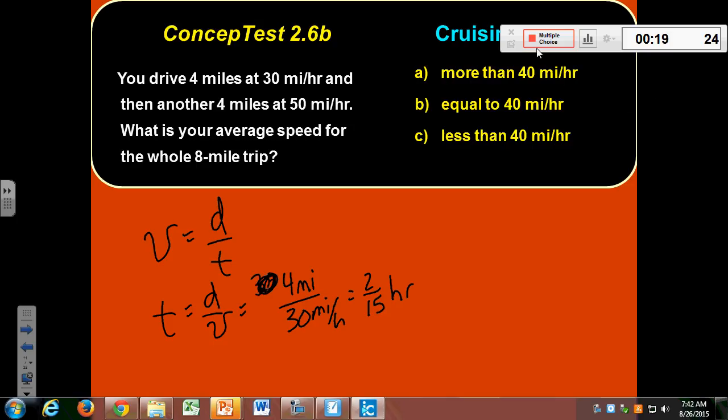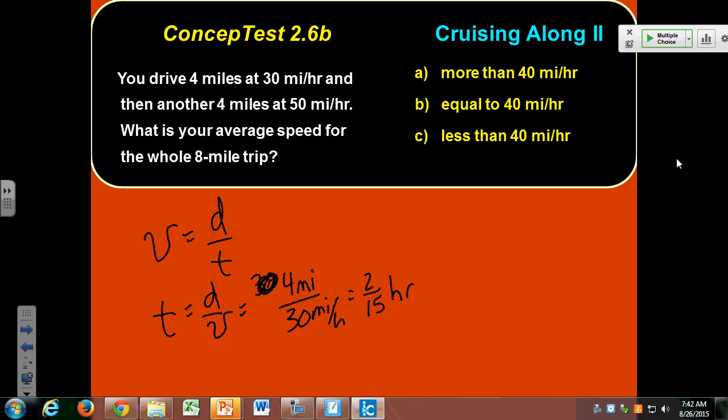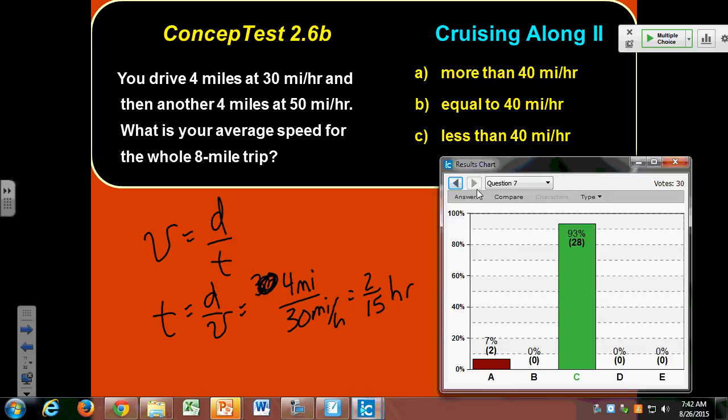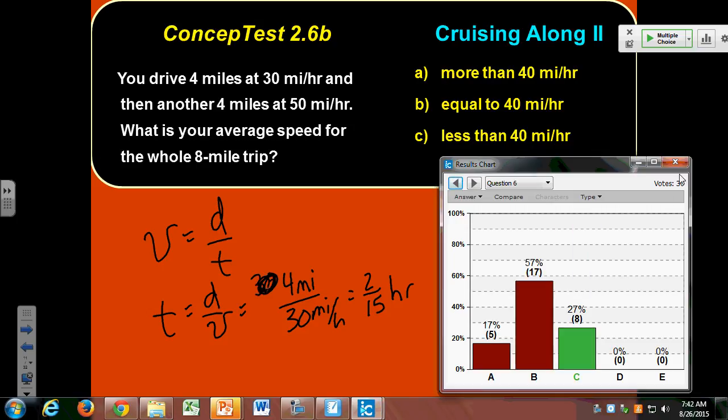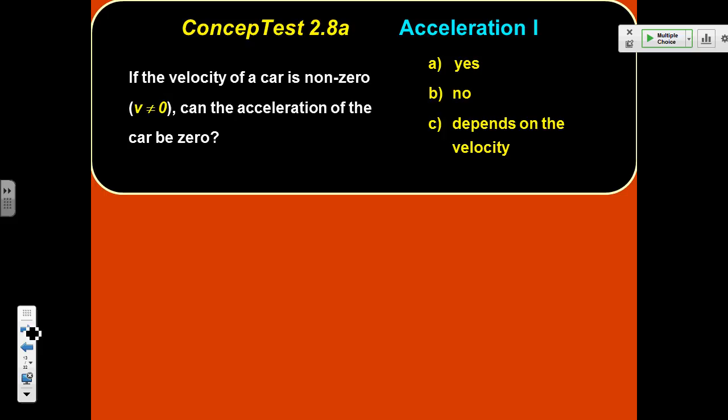All right, I'm going to stop at 25. C is right. Your average is going to be skewed less than 40 miles an hour. Good job, the 8 of you that got that right. We'll come back to this.